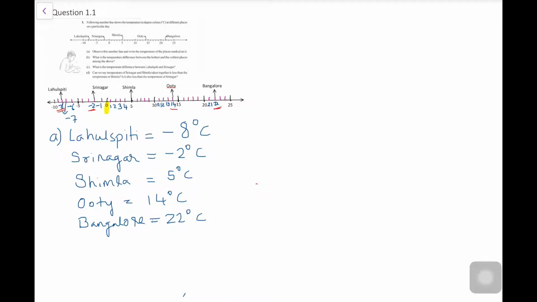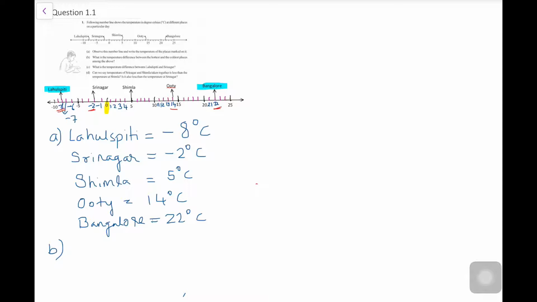Now coming to the second question, question number B. What is the temperature difference between the hottest and coldest places among the above? The hottest place has the highest temperature and the coldest place has the lowest temperature. You can locate them very easily. The city having the highest temperature is Bangalore, which is located at the right extreme, and the city having the lowest temperature is Lahul Spiti, which is located at the left extreme.